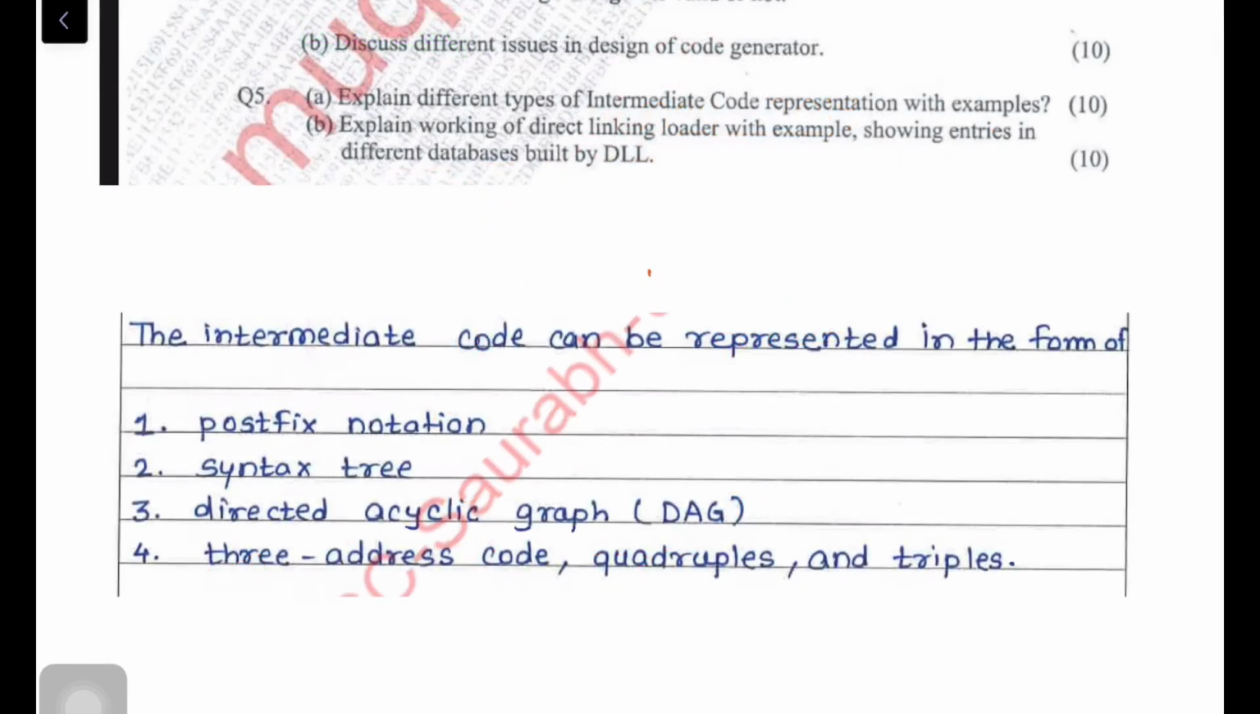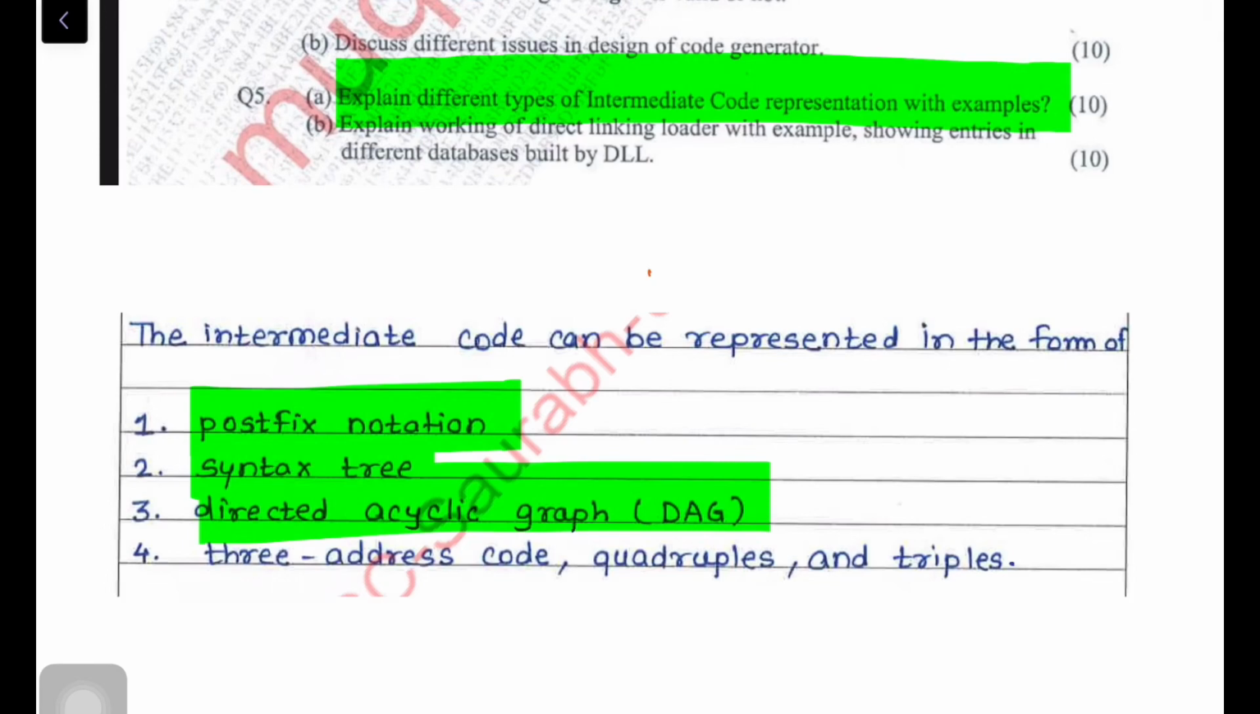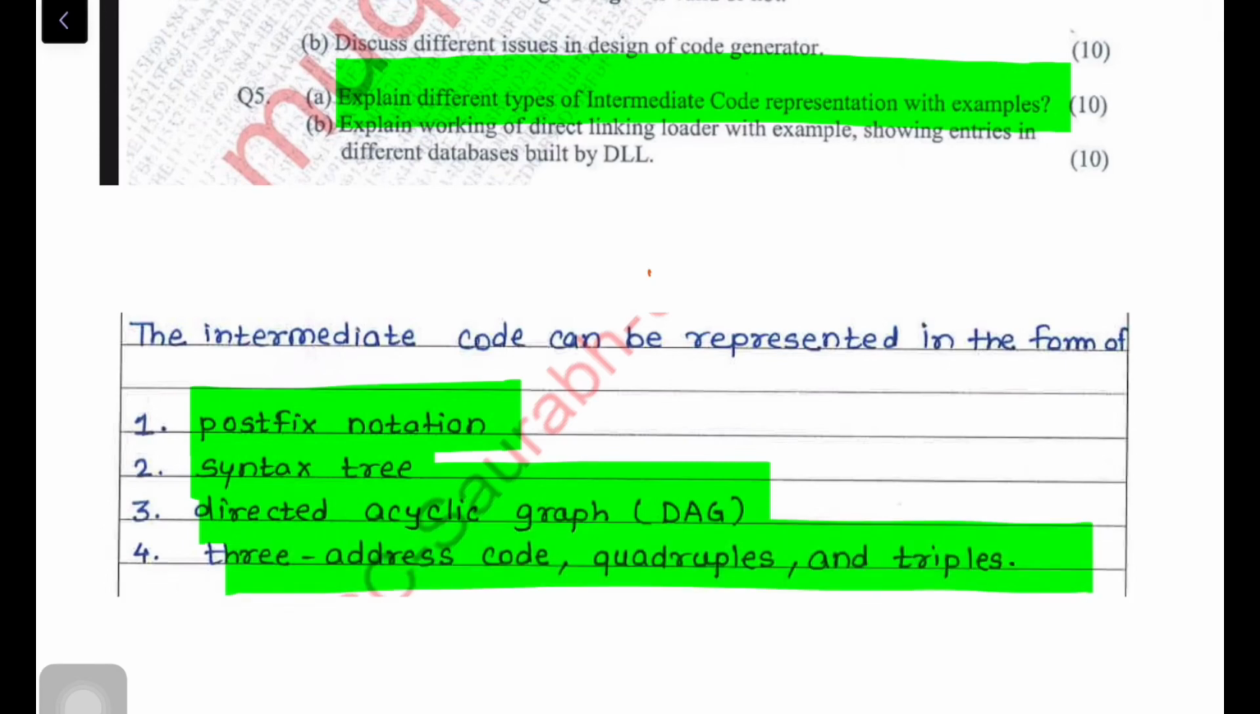The next question that was asked in the exam was: explain the different types of intermediate code representation with an example. For that we have already done the postfix notation, syntax tree, DAG, directed acyclic graph, and 3-address code format. We have done 3-address code format completely. Postfix notation we know. I want you to refer to the notes, chapter number 6, where the complete answer with explanation of syntax tree and directed acyclic graph is given.